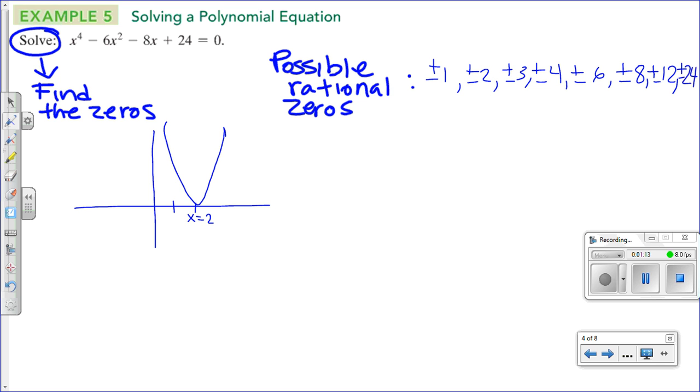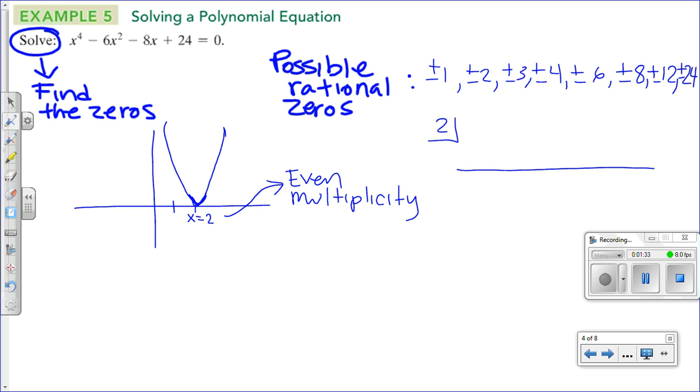But we also noticed that the graph was touching and then turning around. So because of that, we knew that there was an even multiplicity. We verified with synthetic division that, in fact, 2 was a 0. And so we ended up getting a remainder of 0 here.